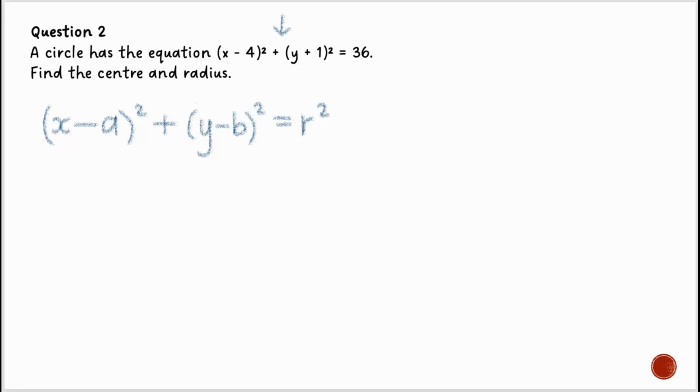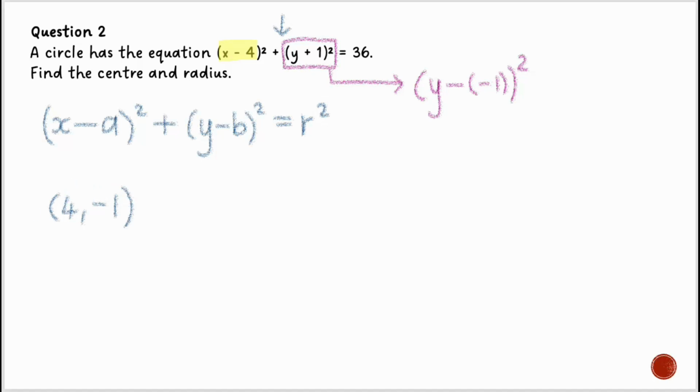We have x minus 4. So that means the x coordinate of the center is equal to 4. Okay, now look at the y brackets. We have y plus 1. And this can actually be rewritten as y minus (−1). So that means the y coordinate of the center is equal to −1. Right, so the center has the coordinates 4, −1.